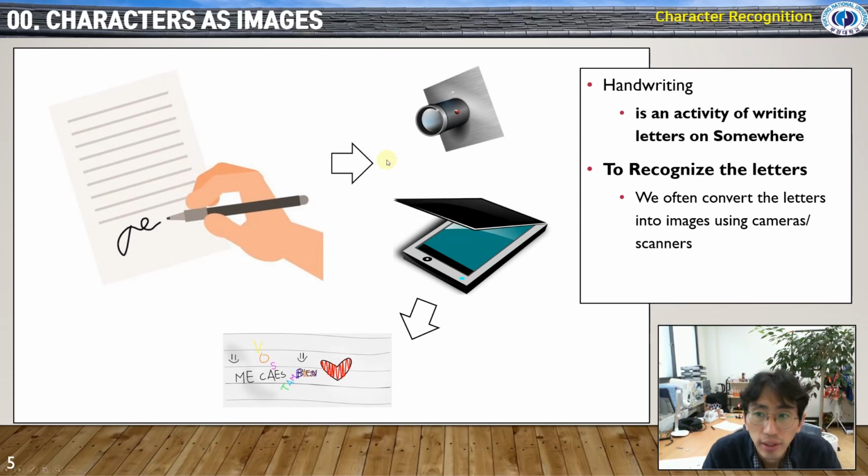But when you are writing the letters on somewhere, especially writing on the papers, it is just writing the characters on papers, right? But to recognize the characters in the computers, it needs to be converted into the data, the data which can be understood by the computer. In the most cases, that data means the image data. So the characters or letters on the papers are converted into the image using the camera or the scanner.